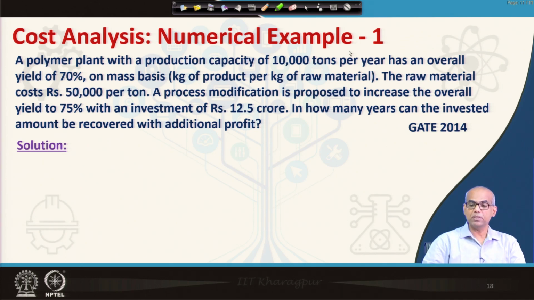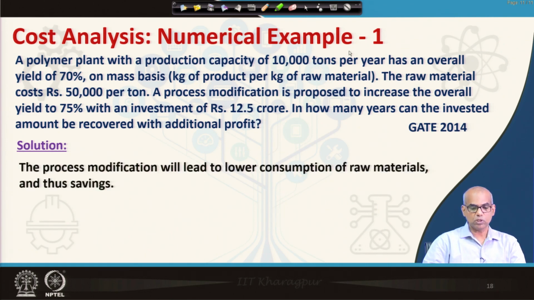So, your production capacity is fixed at 10,000 tons per year. Your current yield is 70% and a process modification is proposed to increase the overall yield to 75%. So, this increase in yield will save money because it will save raw materials. So, the process modification will lead to lower consumption of raw materials and thus savings.